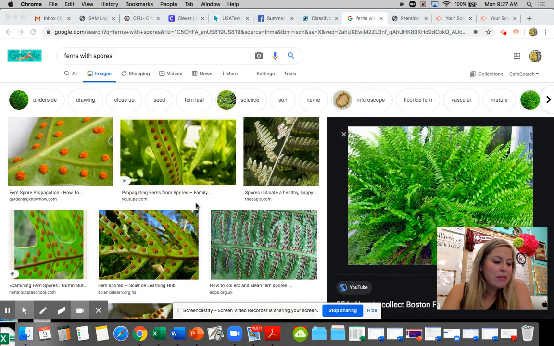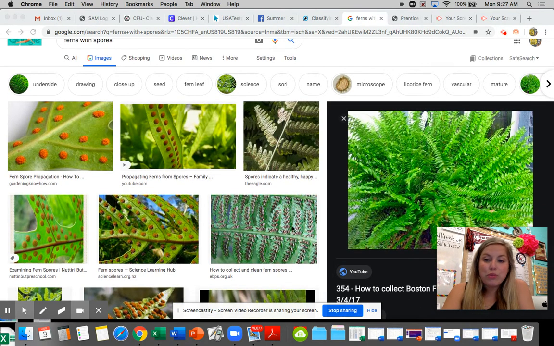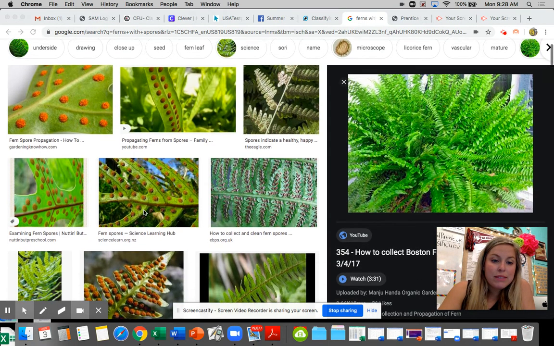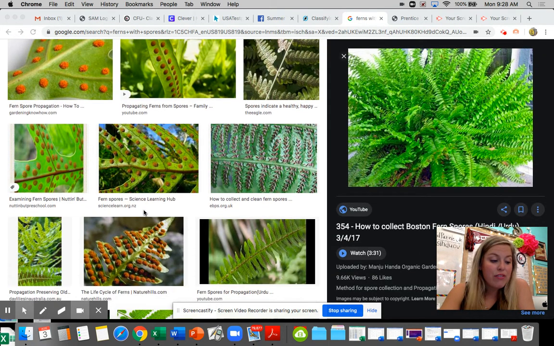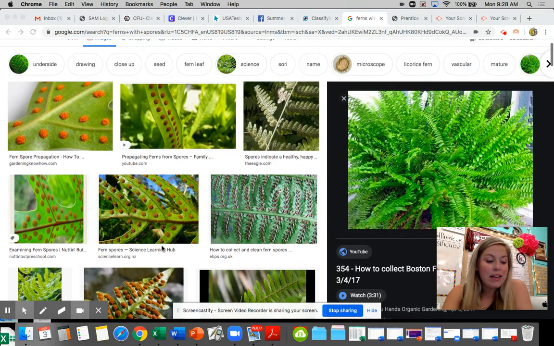And they are unique because they reproduce with spores. So they don't reproduce in the typical way we think of with flowers. They grow spores on the underside of the leaves. And as they reproduce, this is the way that it is carried out for ferns. Now, they do have a root system, stems, and leaves, so that's why we can classify them as a plant.